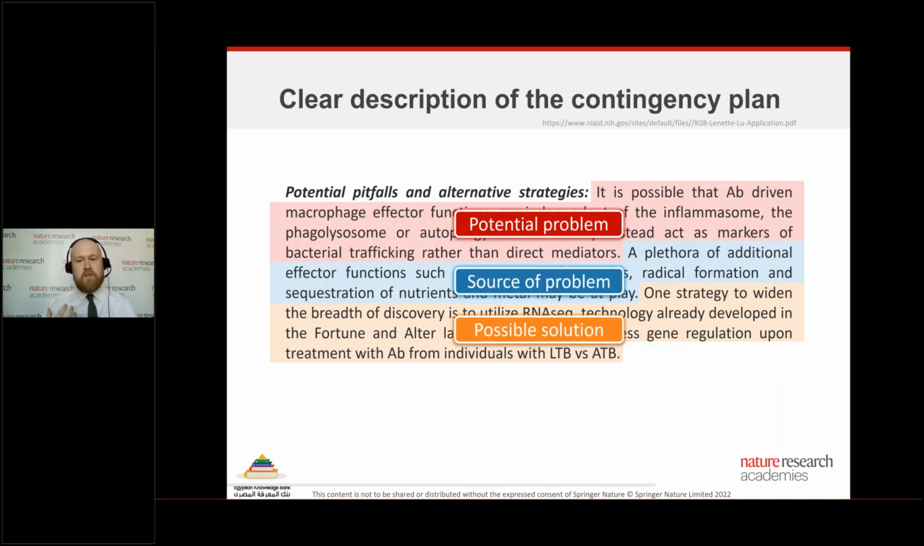So that's the general structure for a contingency plan. Simply state the potential problem, what's the source of the problem, and what potential solution you will have to these potential pitfalls. Okay.